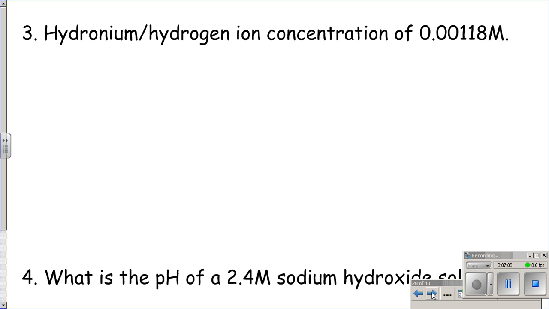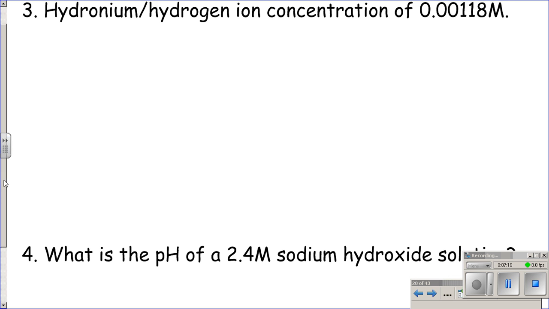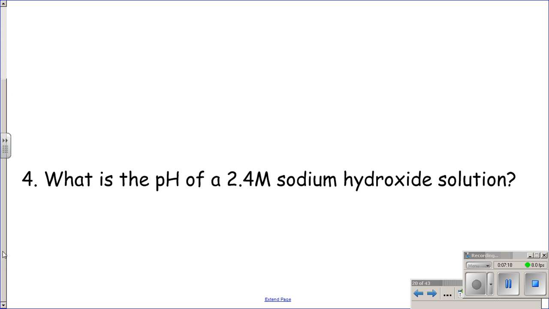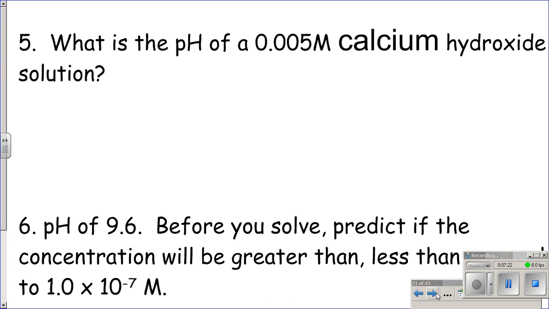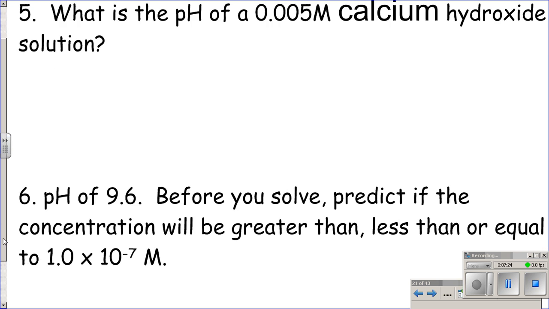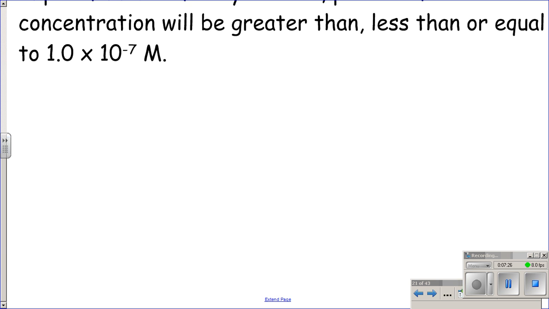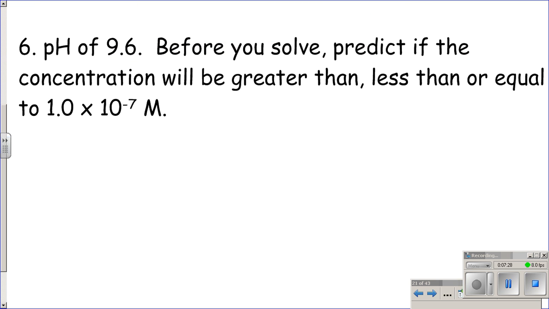The other one I saw that we had a lot of problems with was it 4 or was it 6? 6. Do I need to go over 3 or 4? Tell me now. You need to go over this at all? Okay. 6. We did 5 in class. Okay. 6. pH of 9.6. Okay, so pH of 9.6.